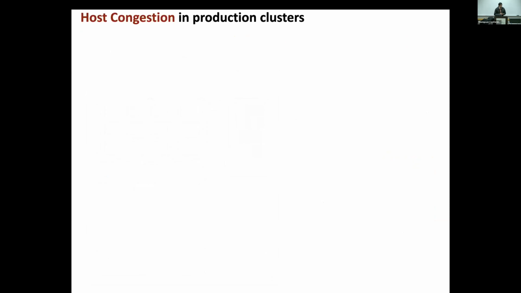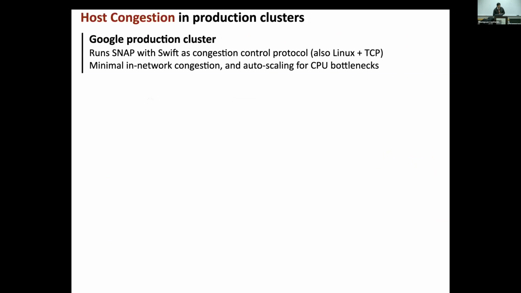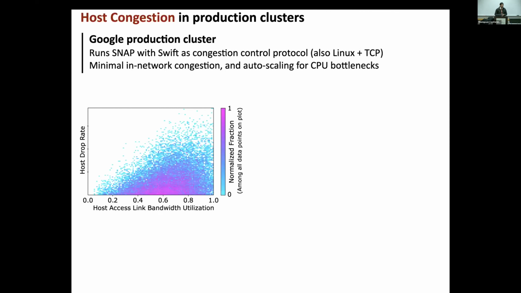So let me give you some very quick evidence of host congestion happening in Google's large-scale production clusters. These clusters were running Snap with Swift as the congestion control protocol. Now, Swift is known to provide minimal limit for congestion, and Snap already provides the auto-scaling mechanisms for increasing CPU cores if there are CPU bottlenecks. Yet, we saw lots of packet drops happening at the end hosts.